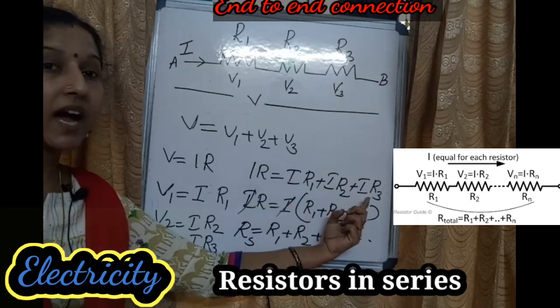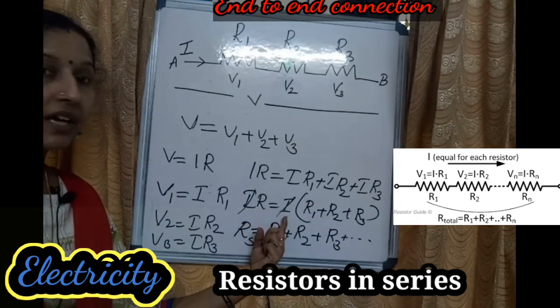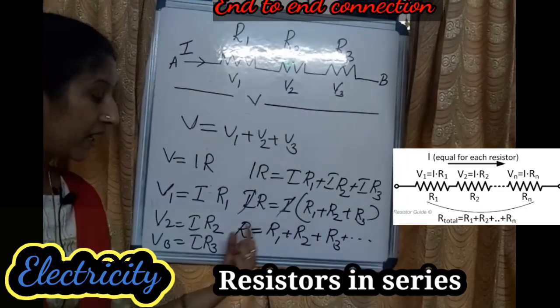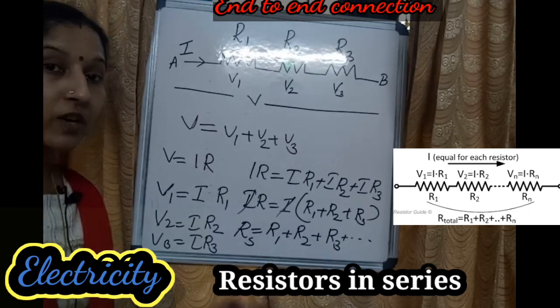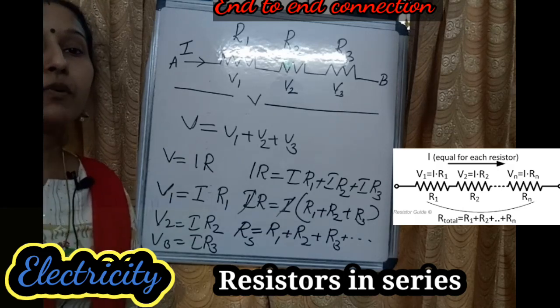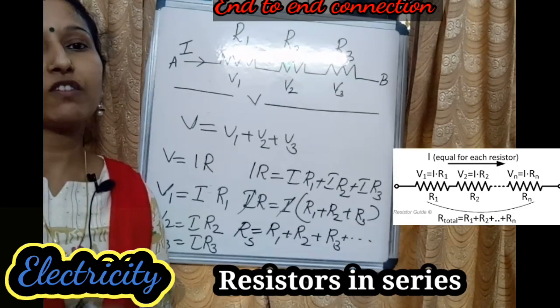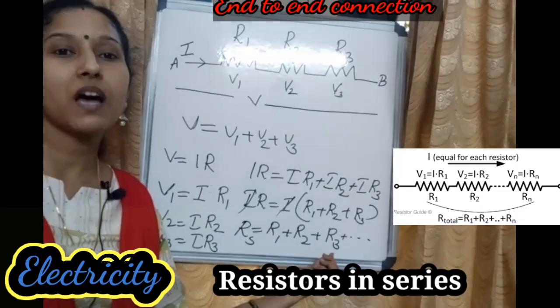So here you can see I is common everywhere. So take it out. So IR equal to I into R1 plus R2 plus R3. Cancel this I. R is equal to R1 plus R2 plus R3, which means the net or the resultant resistance is the sum of individual resistances, and it is always greater than the individual resistance. That is R is equal to R1 plus R2 plus R3.